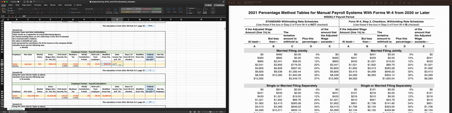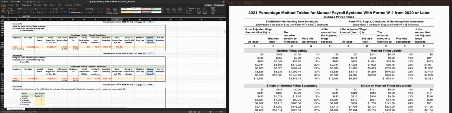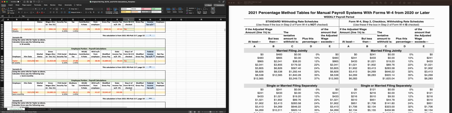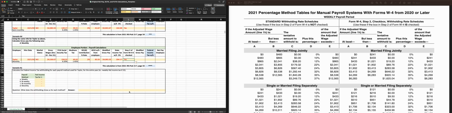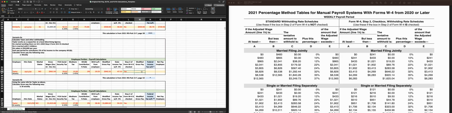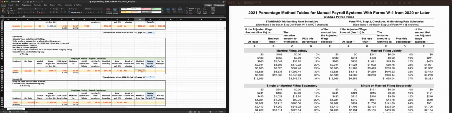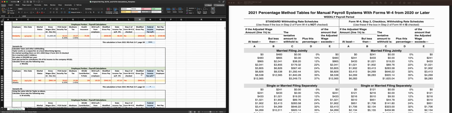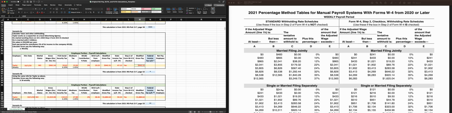State income times 5%, obviously. And then step 2 of Form W4: he is married with 2 children. Step 2 is checked, so we're on the right-hand side. So all this is yes, yes, yes, yes. All right, modified gross pay. Again, we're just going to match that modified gross pay for our purposes, keep things simple. And now we're going to start using the different calculations.